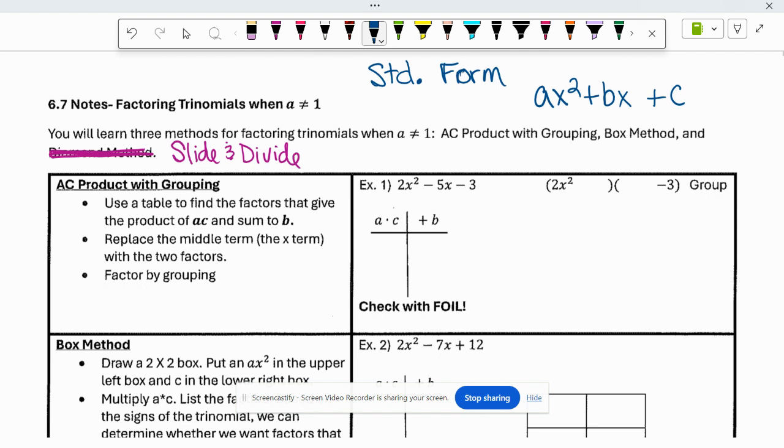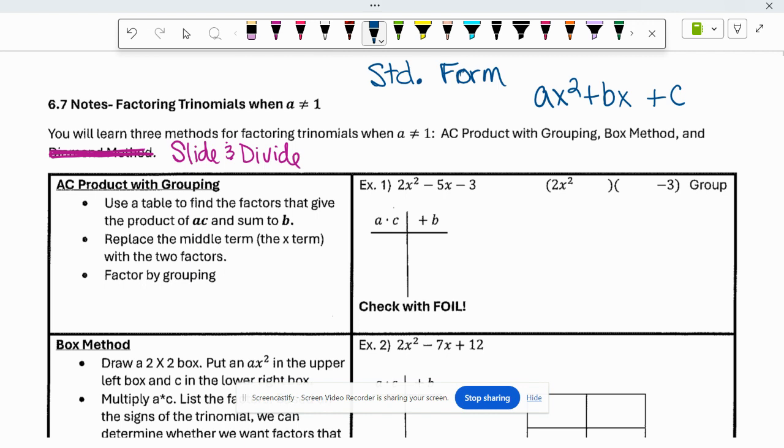So the first method that we're going to use today is the AC product method and grouping. We've been using the AC product method, taking A times C and summing it to B, and you already know how to group. So we're just taking what you've been doing with the AC product and pulling it over into our grouping, okay?